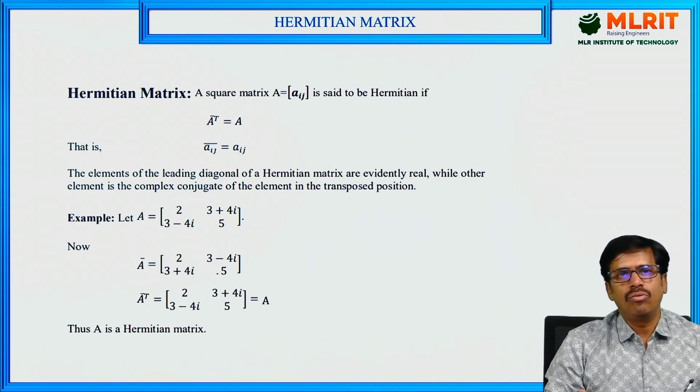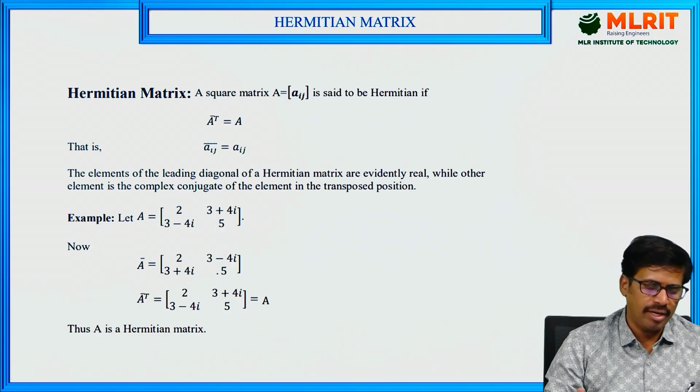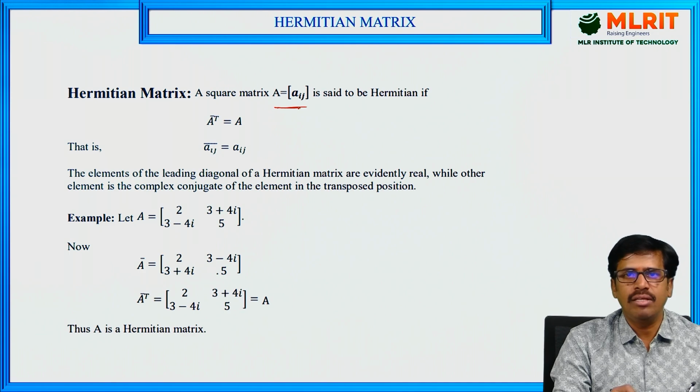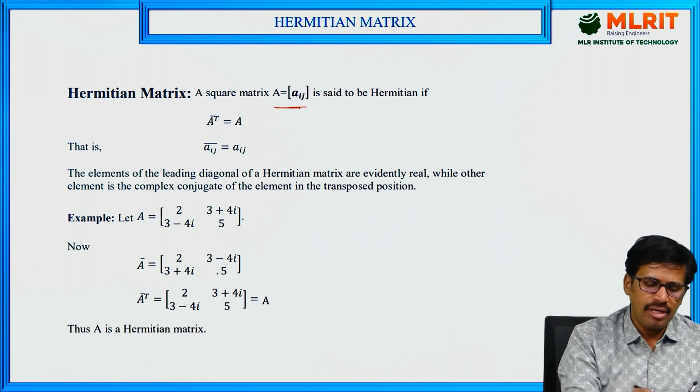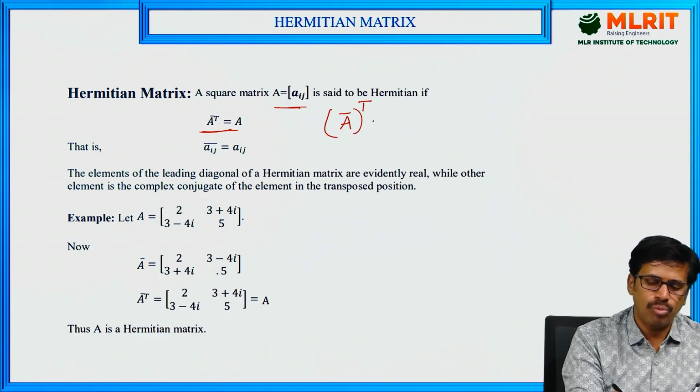Next, coming to complex matrices, there are different types of complex matrices. First one is Hermitian matrix. A square matrix A equal to [Aij] is said to be Hermitian if A conjugate whole transpose equal to A. First find the conjugate, then find the transpose. That should be equal to A.